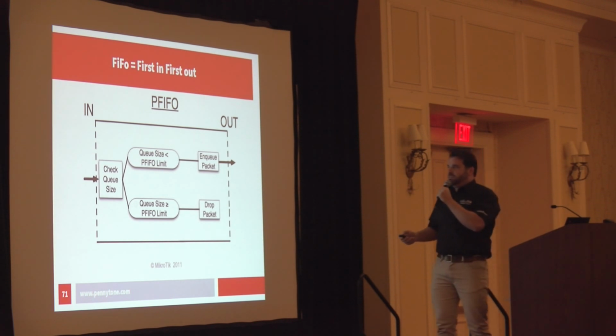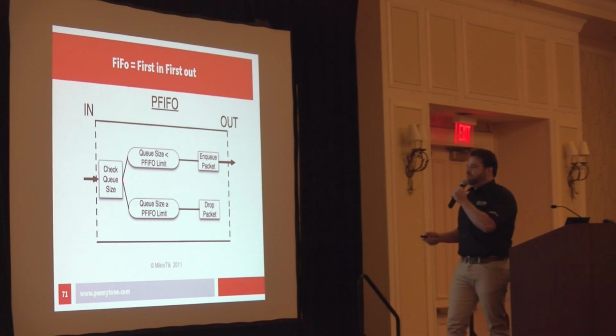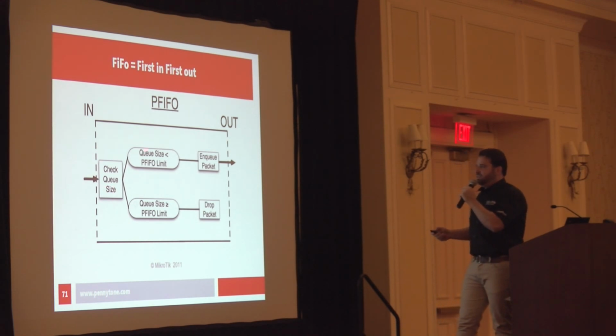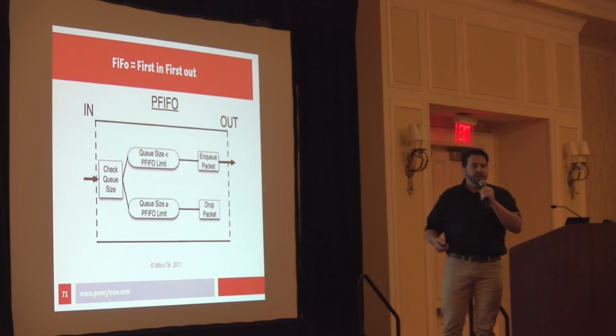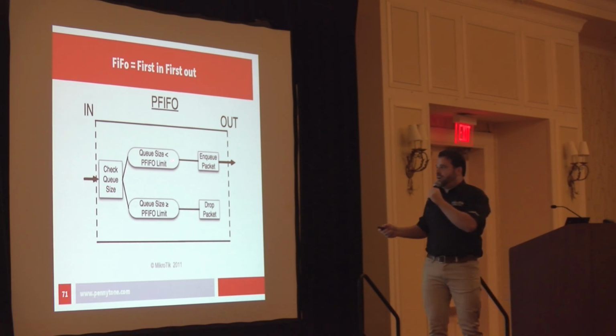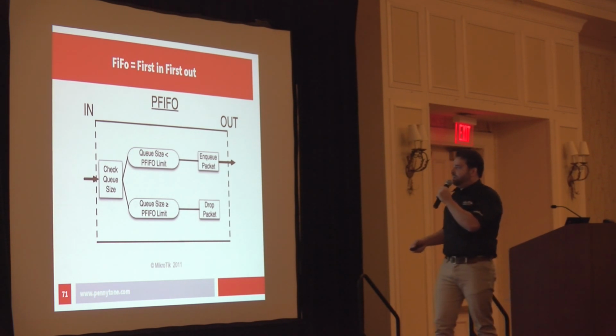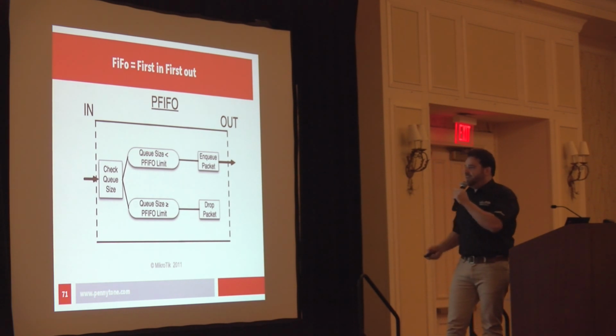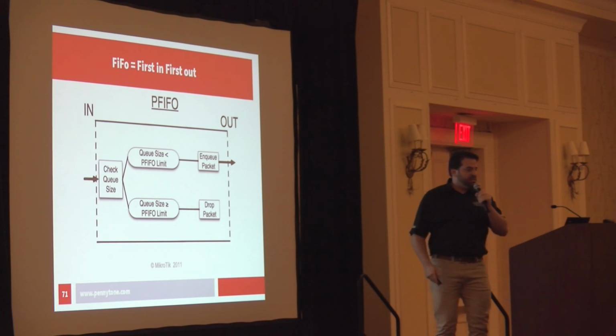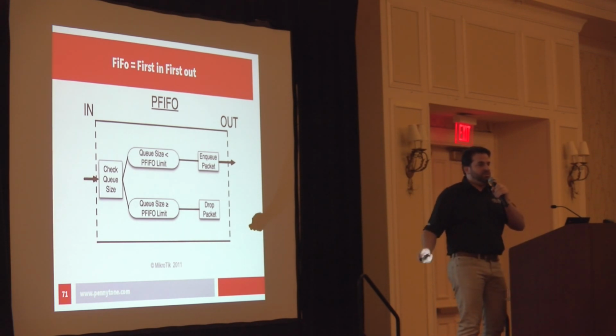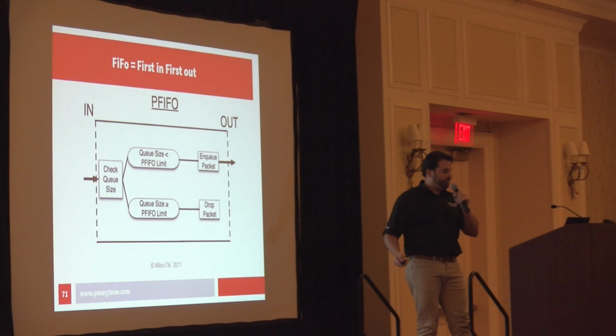So over here, for a FIFO queue, a packet comes in. First thing the queue does is check to see, are we over the queue size limit? If we are less than the queue size limit, the packet is enqueued and then eventually sent out. If we're over the limit, drop the packet immediately. That pretty much applies to every queue type.